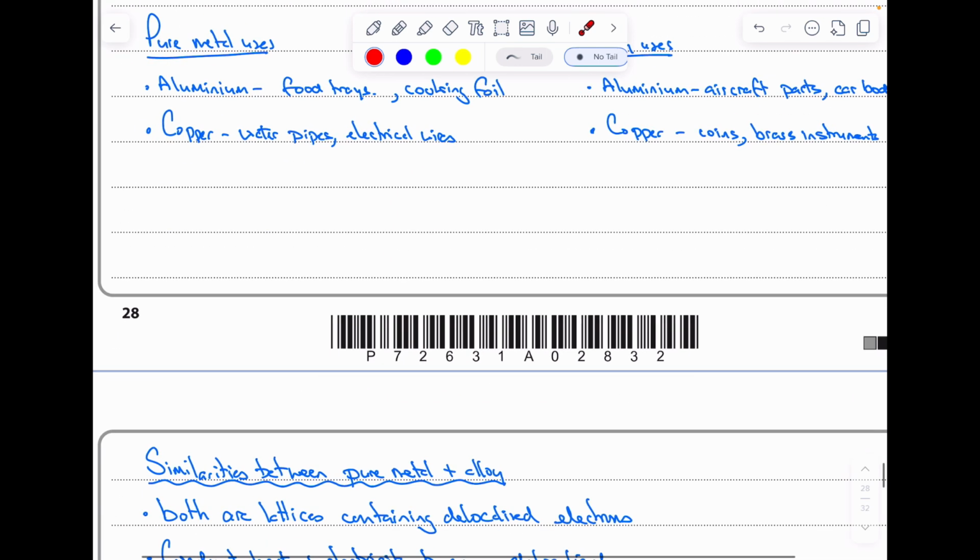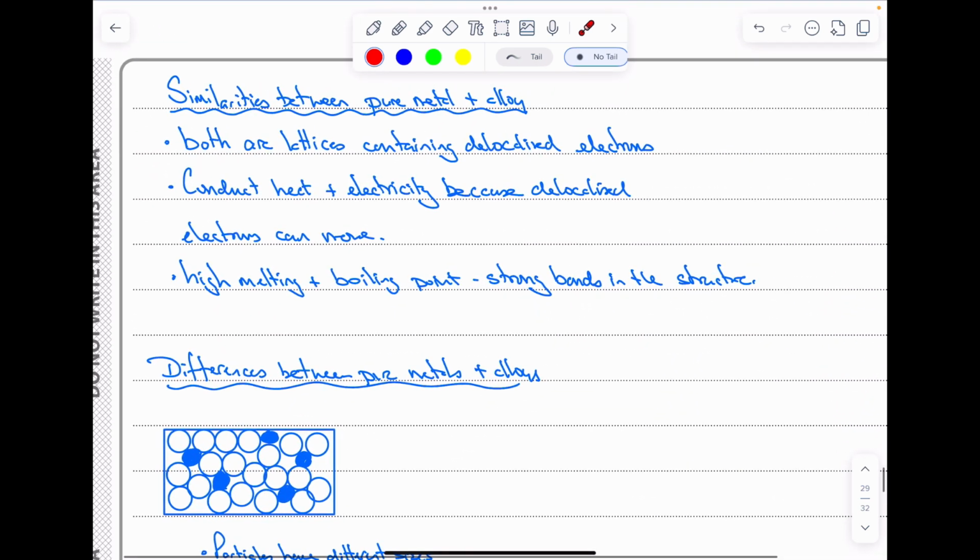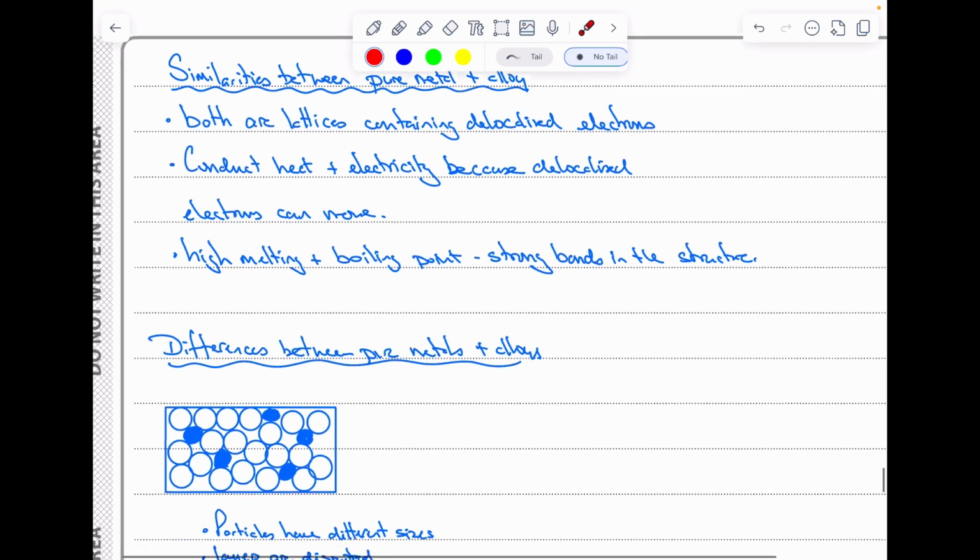Okay, then similarities. So both structurally contain lattices. So you've got cations surrounded by a sea of delocalized electrons. This means they will conduct heat and electricity because those electrons are able to move. And both will have high melting points because the bonding inside them is strong, okay, and requires a lot of energy to break.